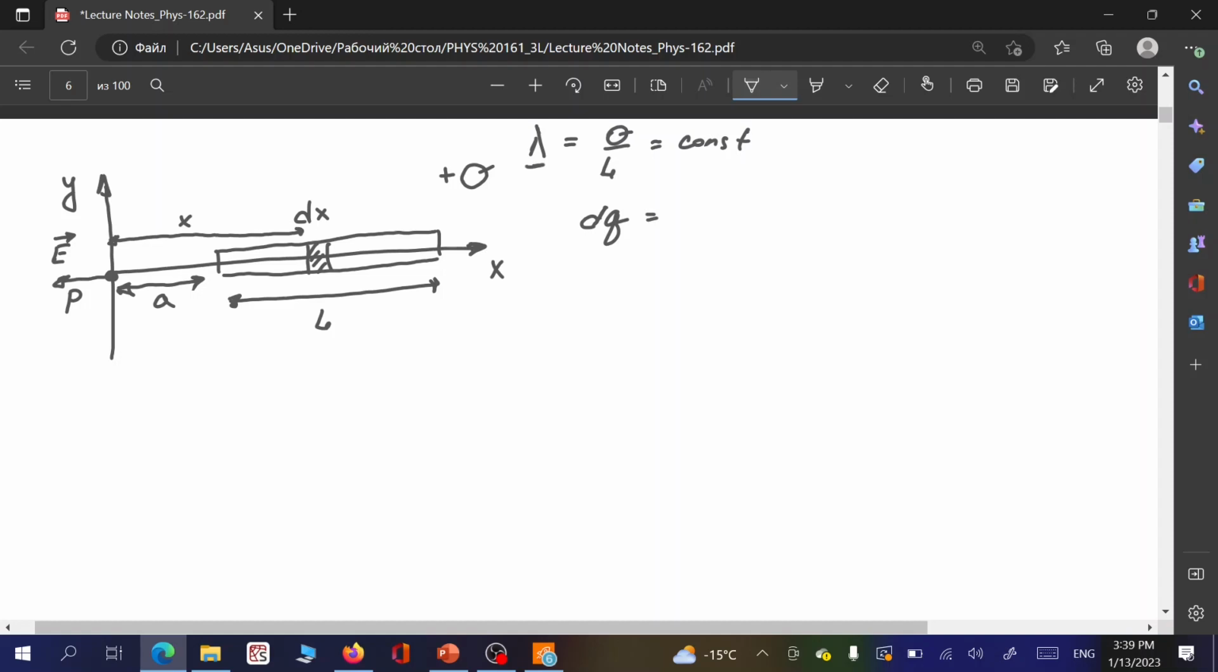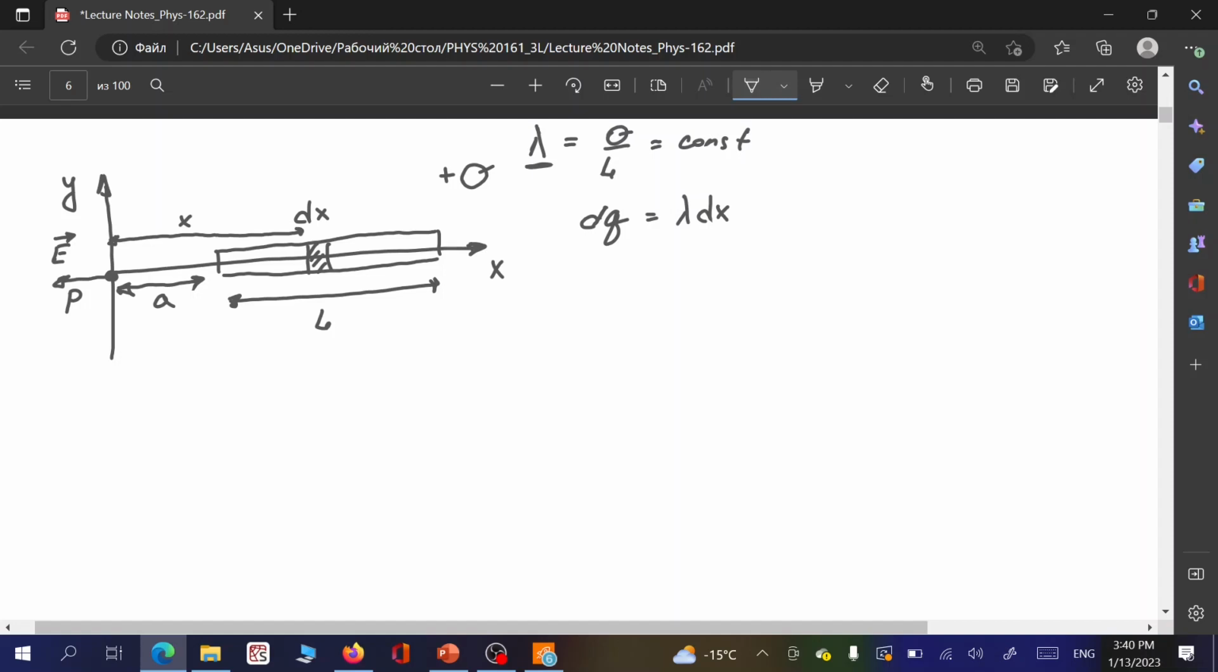So we have a linear distribution of electric charge with linear density lambda. If we multiply this linear density by the length of the rod element, that will give us electric charge. So dq will be equal to lambda times dx. Now we have an electric charge, and we assume that this element is very small, so we can determine the electric field vector at point P as if it were created by a point electric charge.